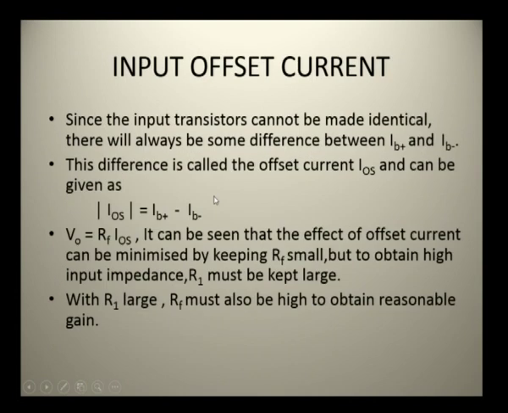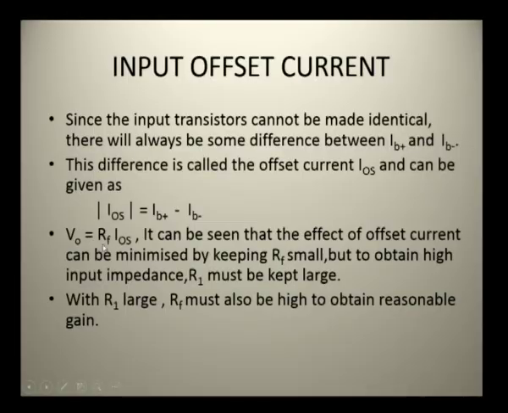And next is input offset current. What do you mean by input offset current? It is nothing but the difference between the input bias current drawn by the positive terminal and the negative terminal. We have assumed that the transistors used in the operational amplifier are identical and all the parameters are balanced internally, but because of some imbalances seen practically, IB minus and IB plus are not identical; there will be some difference. This difference is said to be input offset current, IOS.